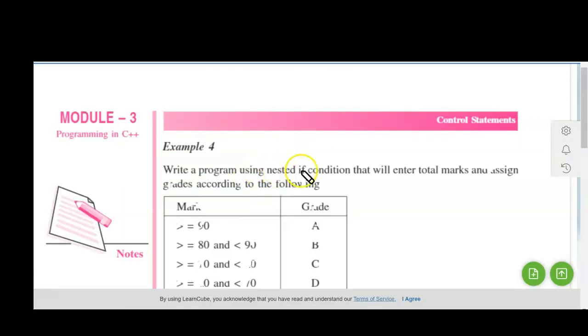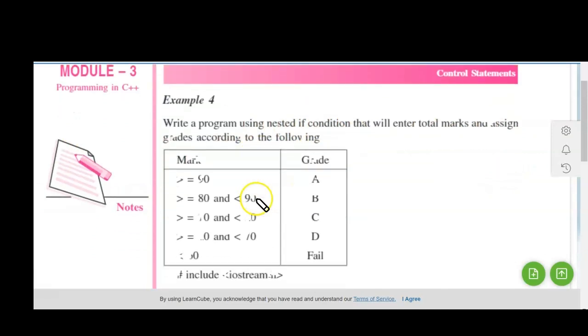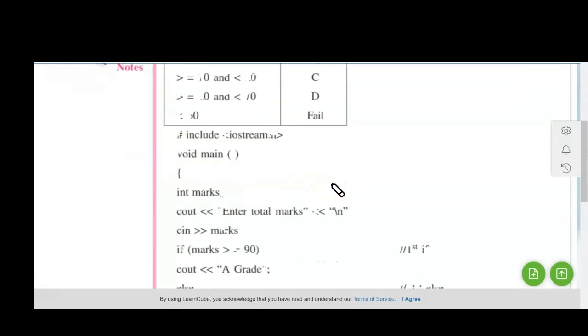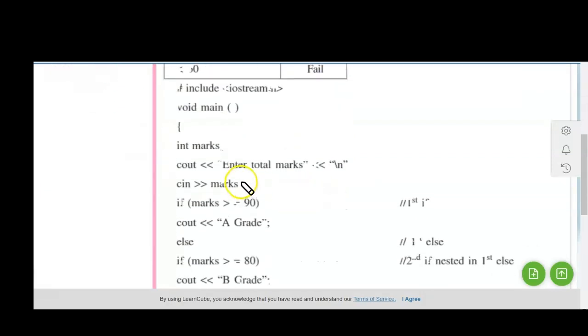Write a program using nested if condition that will enter total marks and assign the grades according to the following. So the value you have to input from the keyboard is the marks, and based on the marks there are different conditions, and based on those conditions you have to display the grade for the student using nested if. So here, first the marks have to be entered through the keyboard, that is done here, and then go for comparison.